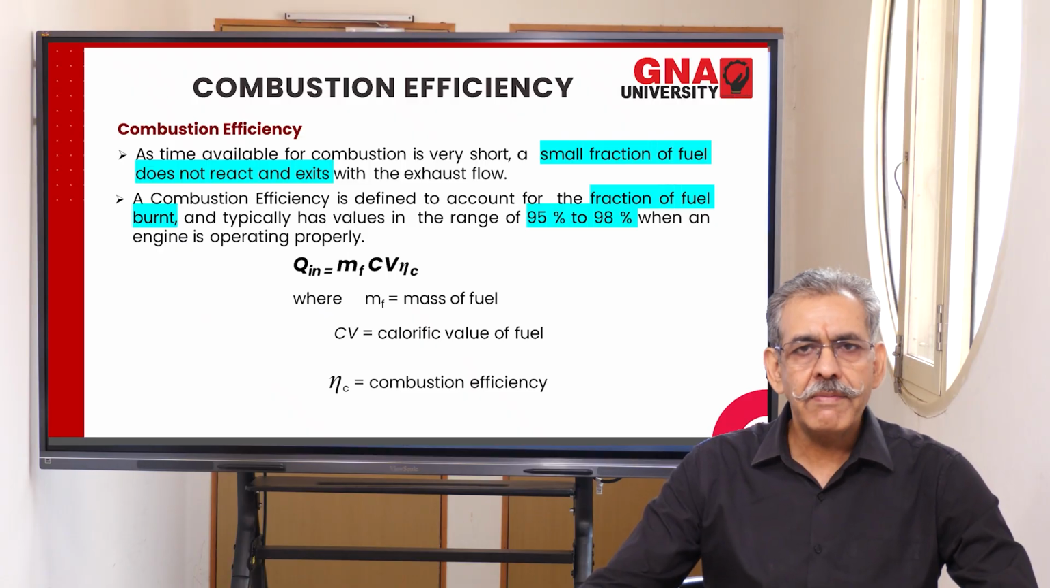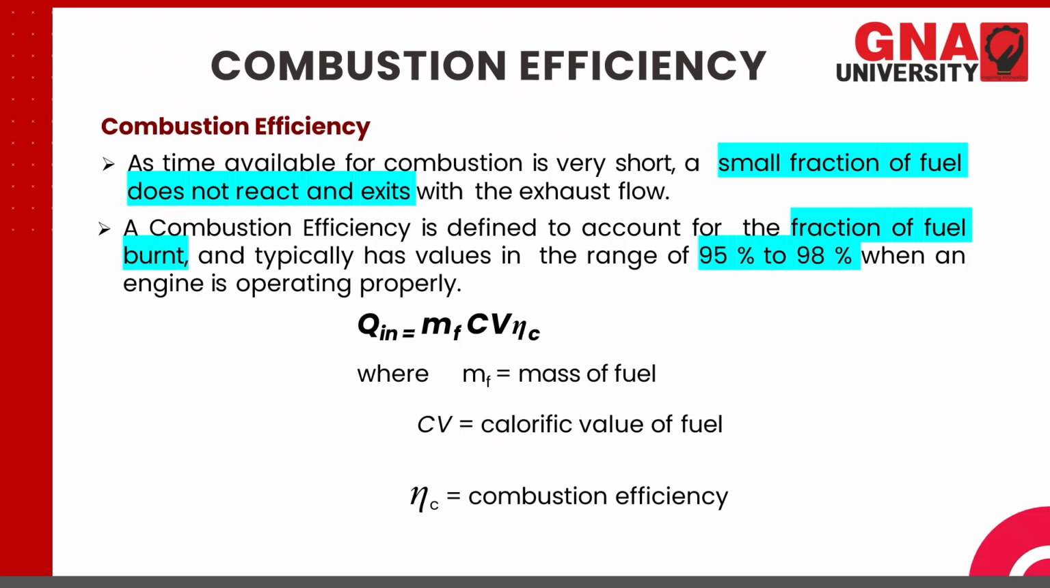Now, as the time available for combustion is very short, a small fraction of fuel does not react and exits with the exhaust flow. That means the mass of the fuel does not completely burn. Some of it exits with the exhaust flow. So a combustion efficiency is defined to account for this fraction of fuel which is burnt, and typically has a value in the range of 95 to 98%.